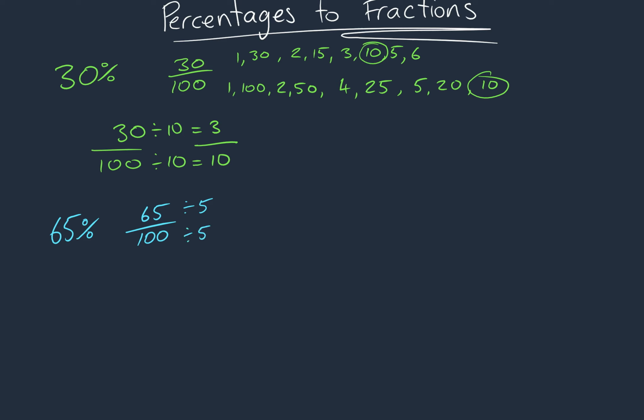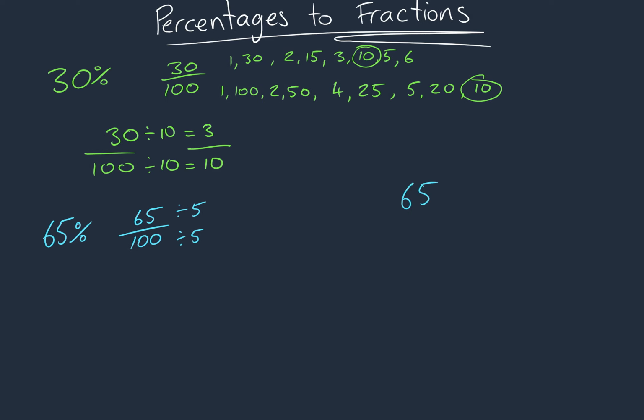65 divided by 5, I don't know that off the top of my head, so I would do 65 divided by 5. 5 goes into 6 once, with 1 remaining. 5 goes into 15 3 times. So 65 divided by 5 equals 13. 100 divided by 5 equals 20. So my simplified fraction would be 13 twentieths.